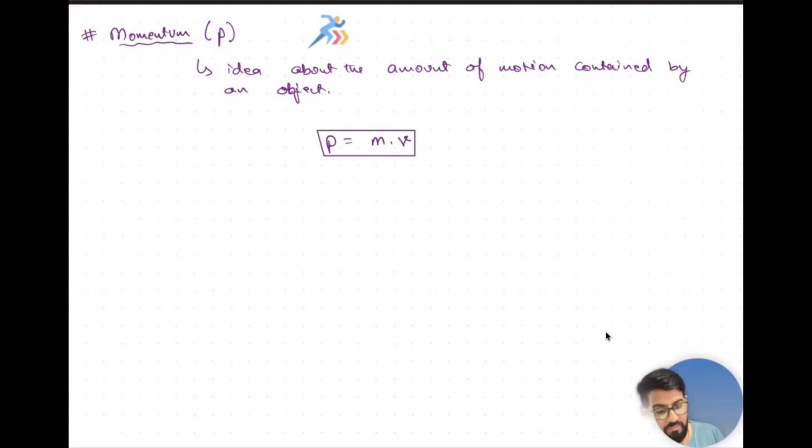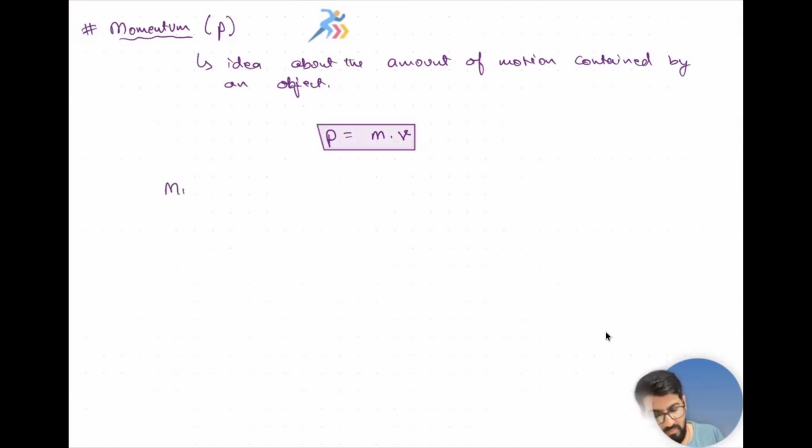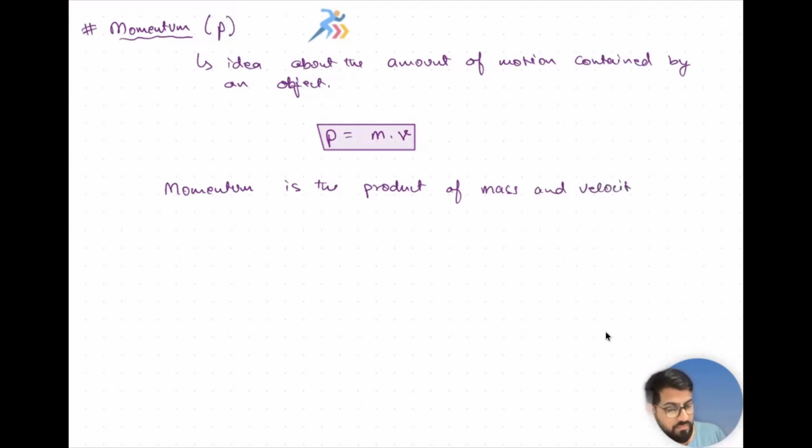This is given in your data booklet also in the same way. So P, or you can say momentum, is the product of mass times velocity. And we already know that the mass should be in kilograms and velocity should be in meter per second. So you can easily identify the unit of momentum will be kg meter per second.